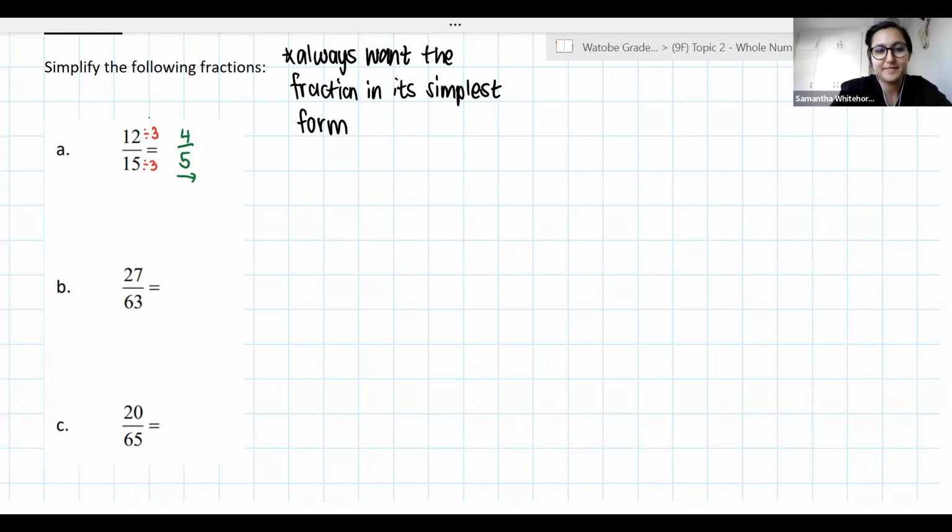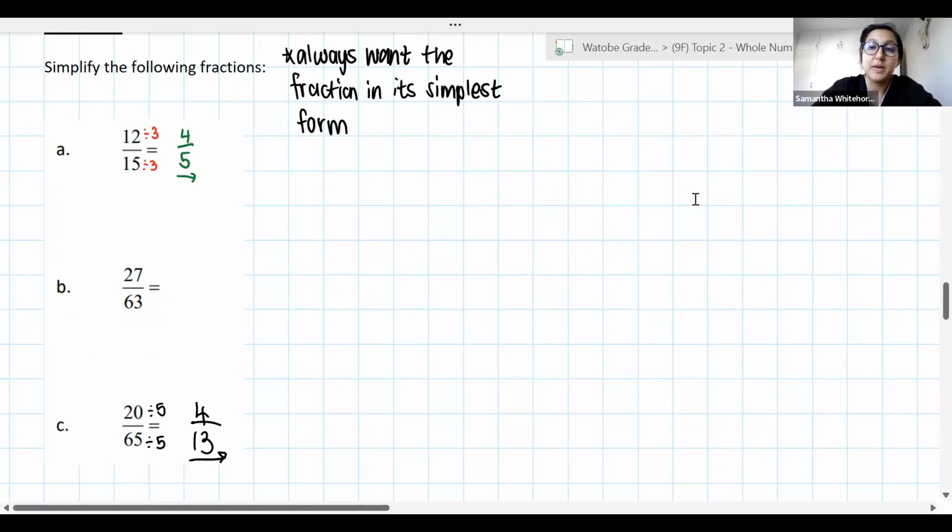For C, I divided by 5 to get the answer. So 20 divided by 5, which equals 4, and then 65 divided by 5, which equals 13. Perfect. So for C, we know that the biggest number that can divide into both 20 and 65 is 5. And so exactly as Atini's told us, divide them both and you get an answer of 4 over 13. Very, very nicely done.